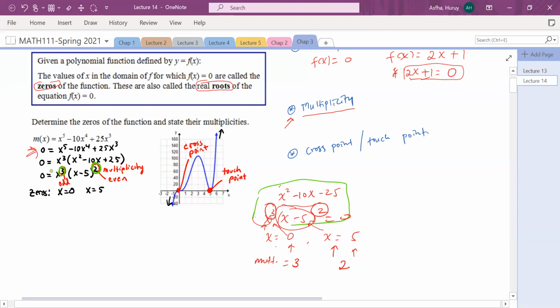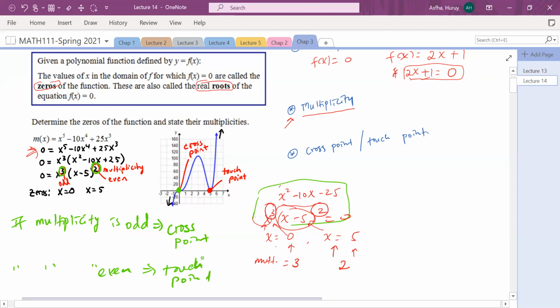The next step is to figure out whether the multiplicity is an odd or an even number. Here we have an odd multiplicity, and this is an even number. Based on this, if the multiplicity is odd, then that point on the graph is a cross point. If the multiplicity is even, then it is a touch point.